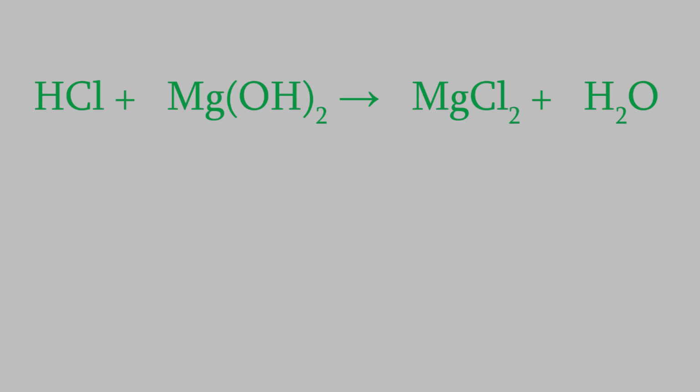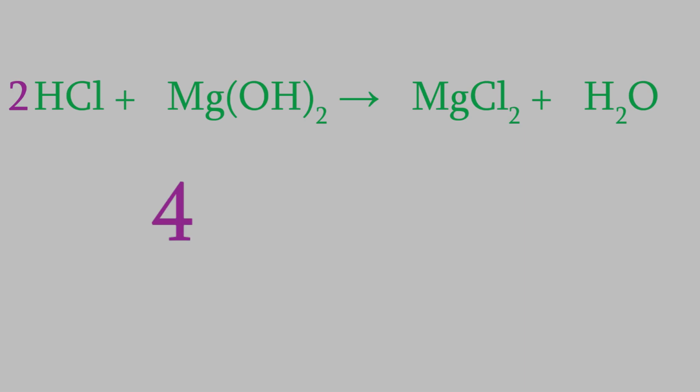If we count up the number of each of the elements, we find out that there's 1 magnesium atom on each side, but the other 3 elements aren't balanced. It doesn't really matter which element we decide to balance first. I'll balance the chlorine first. There's 1 chlorine on the left and 2 on the right, so we'll need 2 HCl molecules. Next, I'll balance the hydrogen.